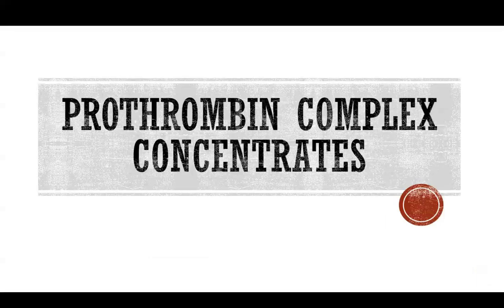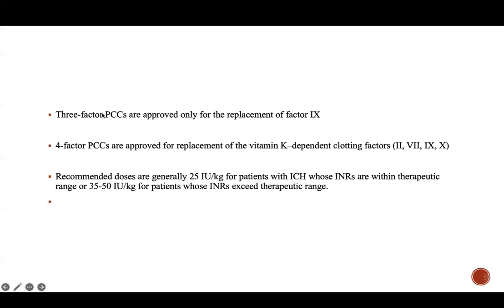Next, the most important thing is prothrombin complex concentrate. Previously, there were some prothrombin complex concentrates with three factors, which contain factor 2, factor 9, and factor 10. They generally do not contain factor 7, so they are not useful in patients with warfarin-induced coagulopathy. In warfarin-induced coagulopathy, the main thing is that it should contain factor 7, and that's why 4-factor prothrombin complex concentrates are generally used.